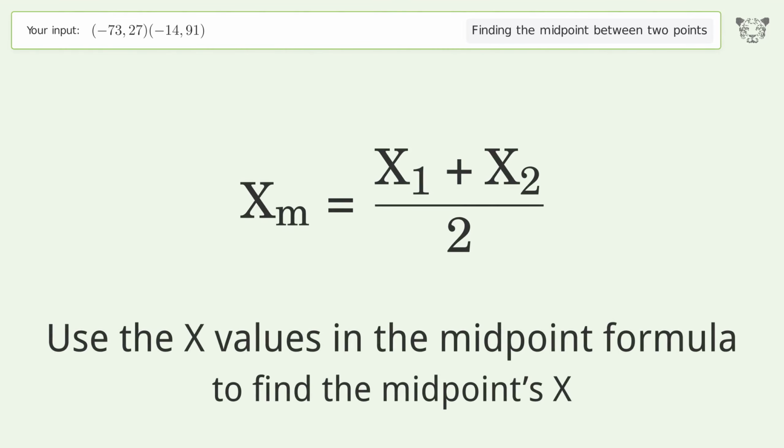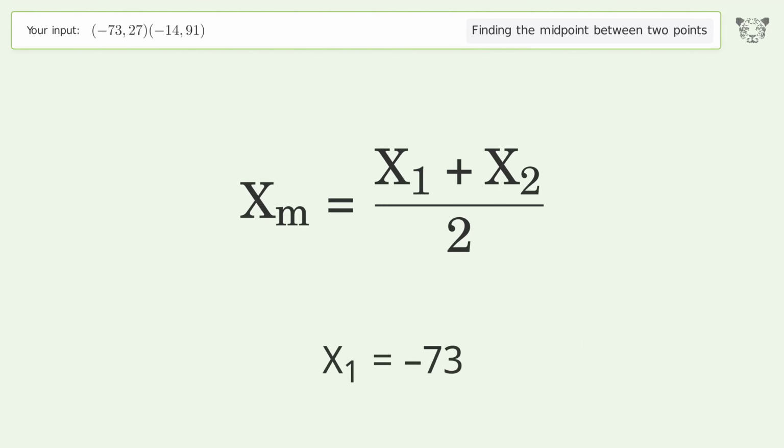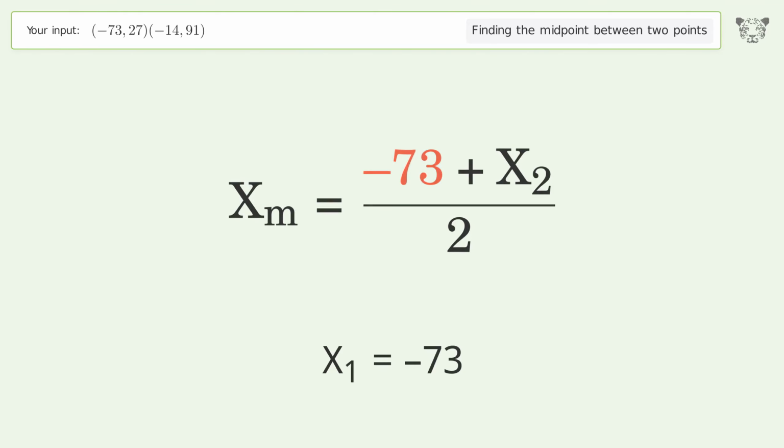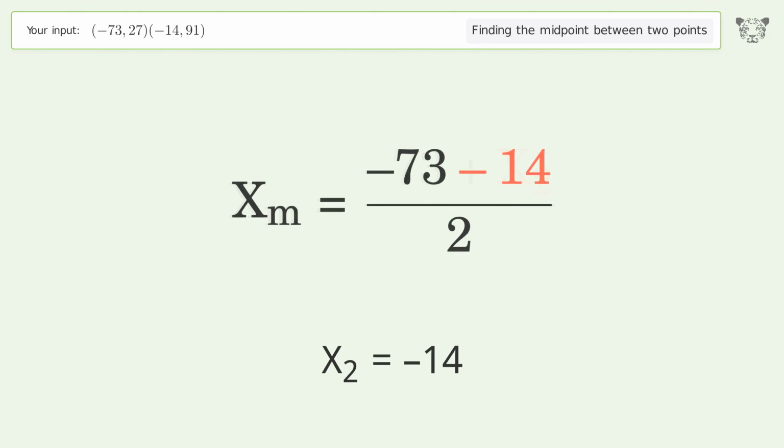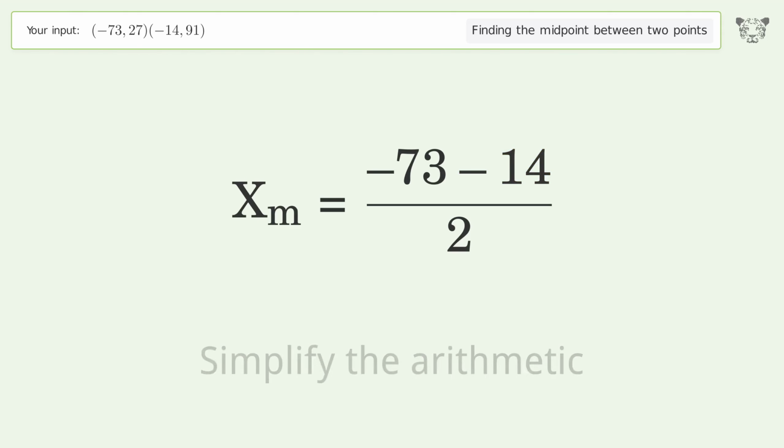Use the x values in the midpoint formula to find the midpoint's x. x1 equals negative 73. x2 equals negative 14. Simplify the arithmetic.